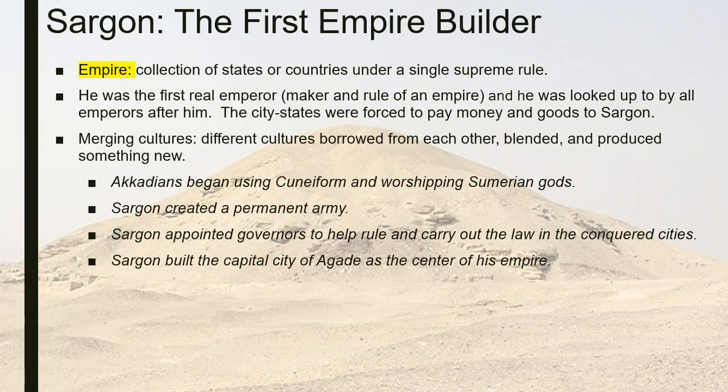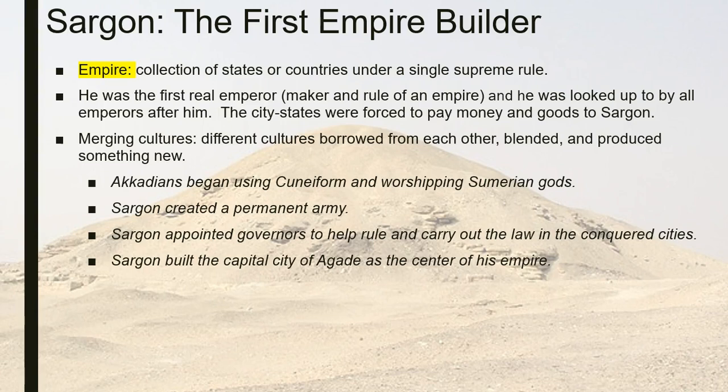And because he combined so many different city-states across a large amount of land, and so many different cultures, he created a system where these cultures rubbed off on one another. So they began sharing cultural practices. For example, the Akkadians began using cuneiform, which was the Sumerian writing style, and they started worshiping some Sumerian gods. So they shared these cultural practices.